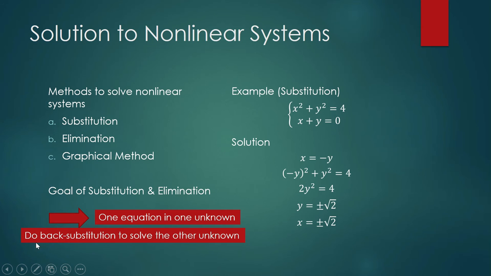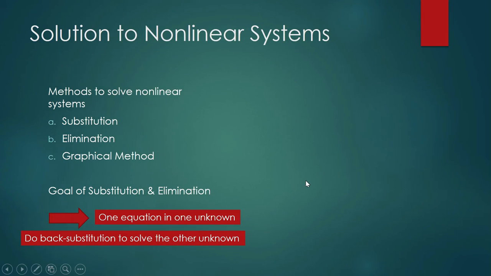And we shall do back substitution. So we shall use this. Since y is equal to plus or minus square root of 2, x is also equal to plus or minus square root of 2. So that is the direction of our solution. From a system of two equations in two unknowns, we must produce one equation in one unknown.